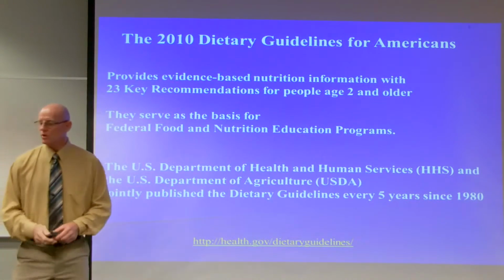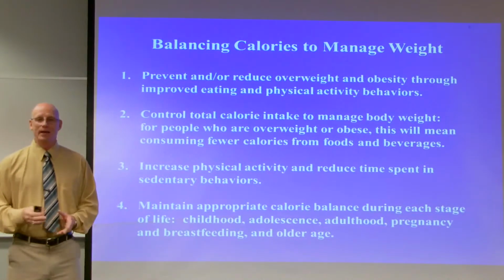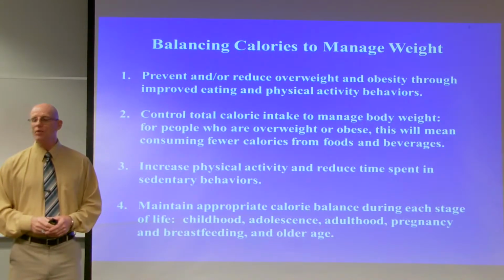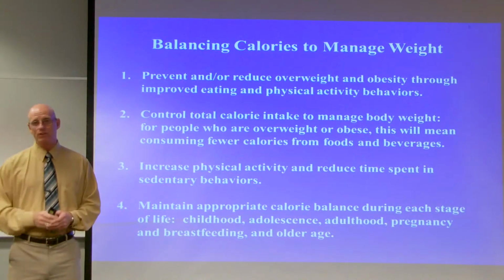So, balancing calories to manage weight. There's 7 of these, and starting with number 1 is to prevent or reduce overweight and obesity through improved eating and physical activity behaviors. So this is prevention.